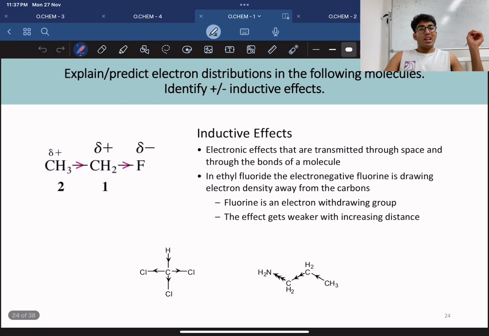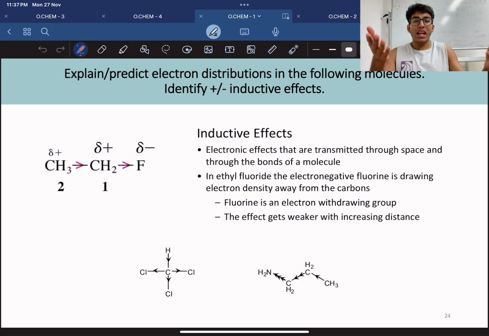Again, it's one of those little pieces of information that they just throw in the middle, with no relation. If you wanted, you could have a whole lecture on inductive effects and mesomeric effects, but no, they just randomly throw two slides in there. I don't understand who made these slides. What was he smoking? I don't understand.